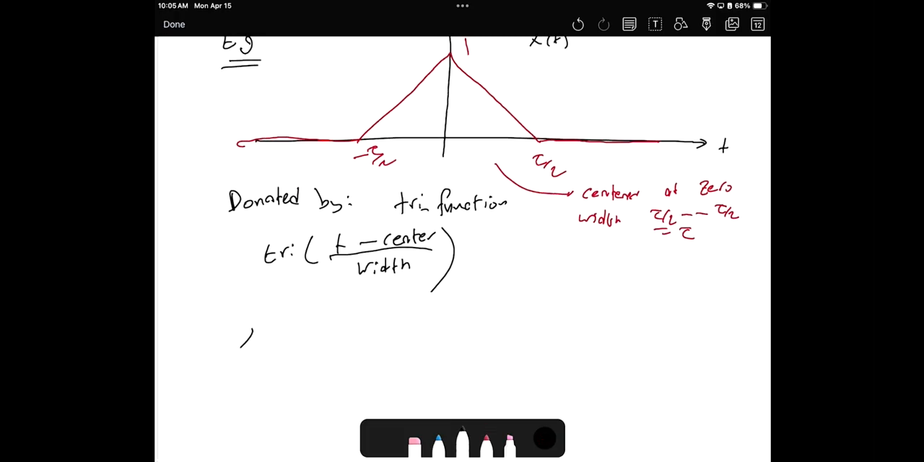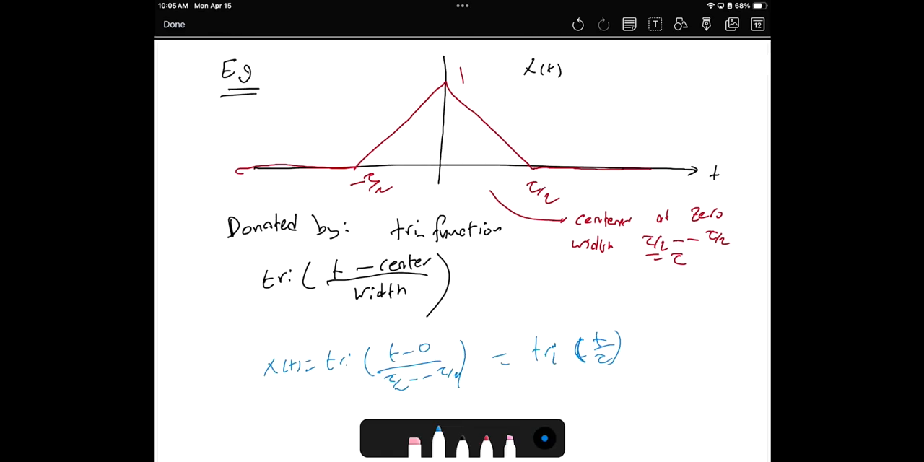As a result, we can say x of t will be tri of t minus center 0 over width tau, or in other words, it will be tri of t over tau. Okay? So starting from now, you need to be aware what tri means, what t over tau means, or how we calculate it.